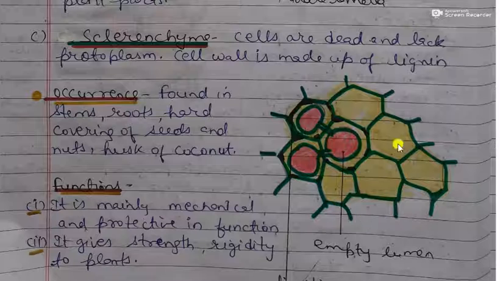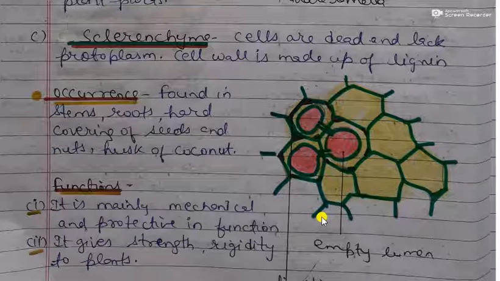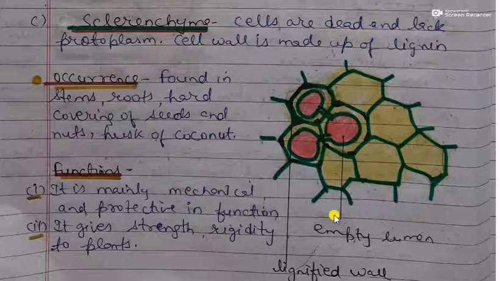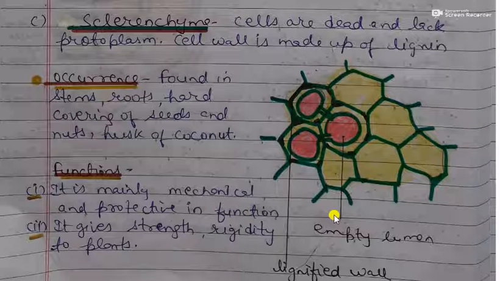Now this is the diagram of cells of sclerenchyma tissue. It has an empty lumen. It means it does not have any protoplasm. The inner contents of the cells are dead. Now the function of this tissue, it is mainly mechanical and protective in function. Since it is a dead tissue, most of the function which it performs is protection and mechanical support.